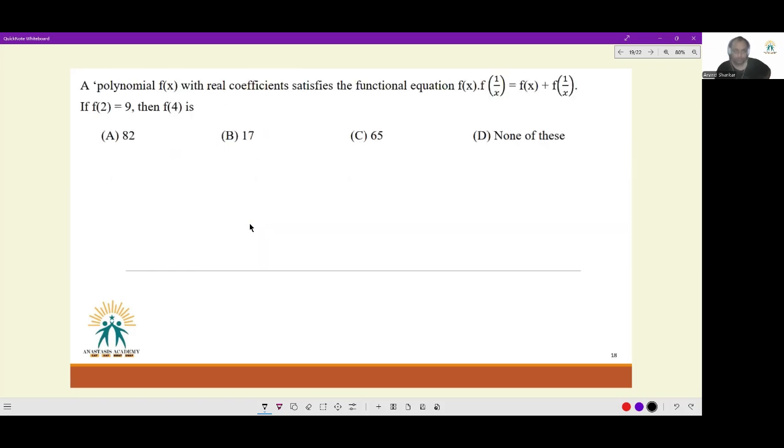Okay. Next. A polynomial f(x) with real coefficients satisfies the functional equation f(x) into f of 1 by x is equal to f(x) plus f of 1 by x. If f(2) is equal to 9, then f(4) is equal to what?